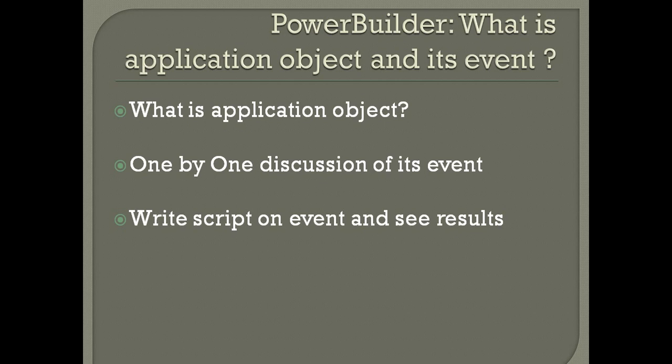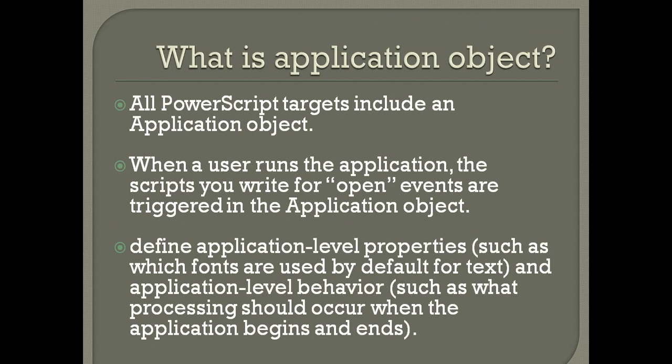The application object is the first object where our application runs. It is like a main function in C. If we write a program, then our program will run after the main function. So that is like the application object. My application, all PowerBuilder targets, include an application object.